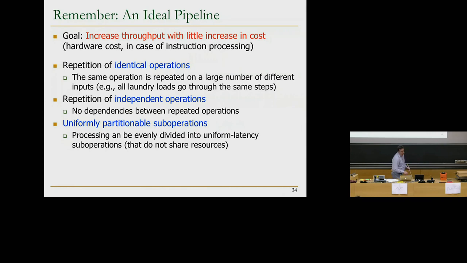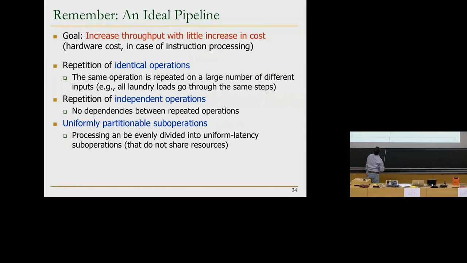Now, what we wanted to do was we wanted to increase the throughput with little increase in cost. And we realized that there are identical operations, the operations are independent, the sub-operations can be partitioned uniformly. And they shouldn't share any resources. So this was our goal, okay?